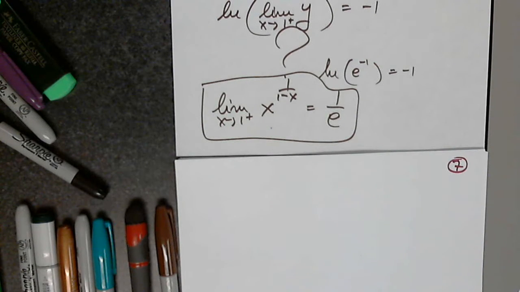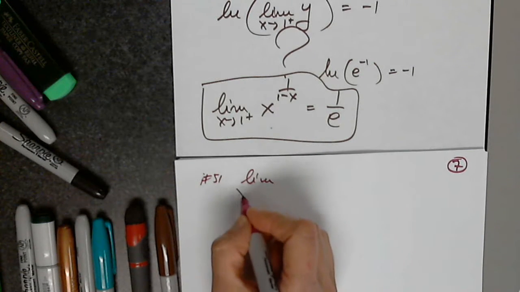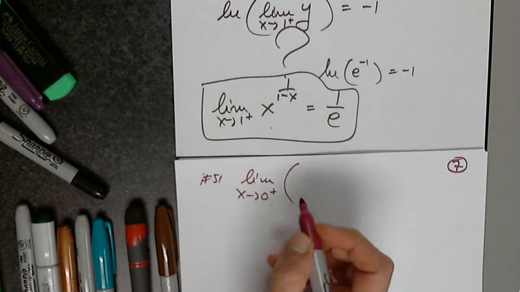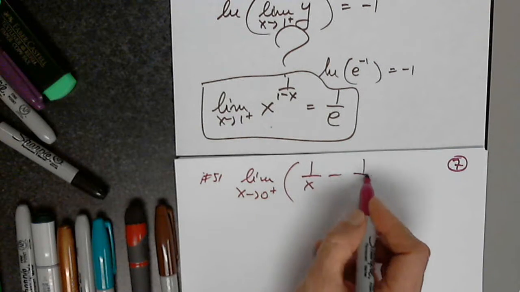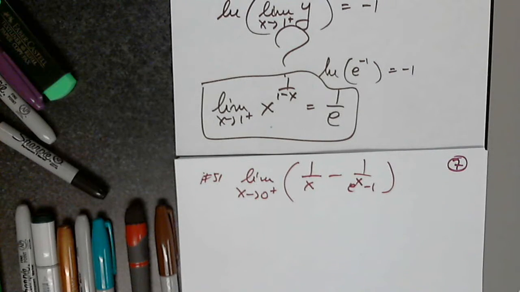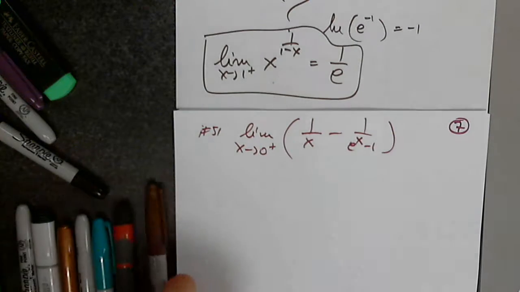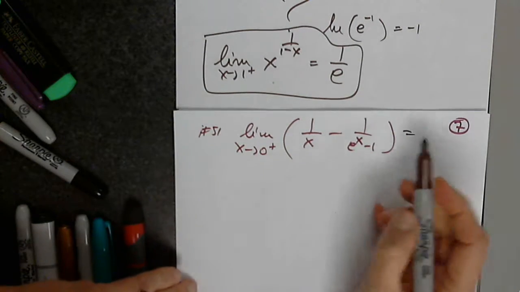Yes. 51. Yes. The limit as x approaches 0 from the right of 1 over x minus 1 over e to the x minus 1. Perfect pick. So don't write this, please, what I'm going to write next.